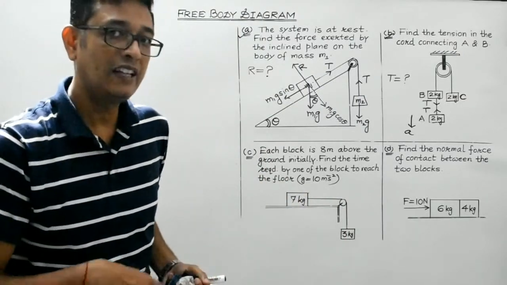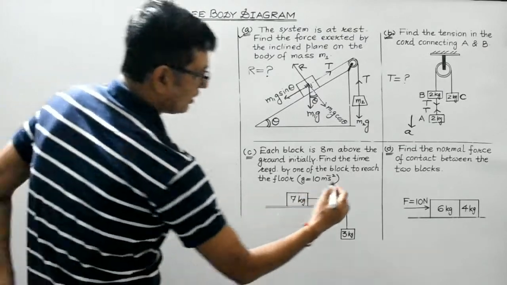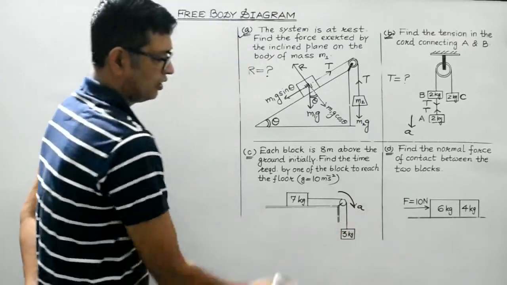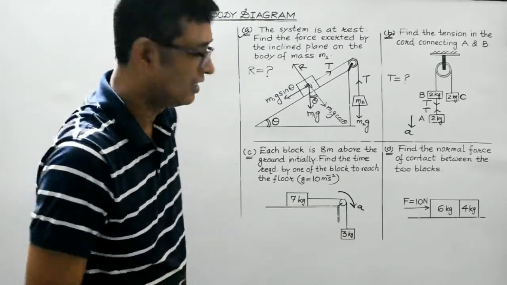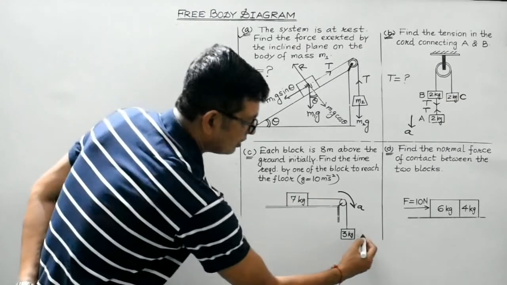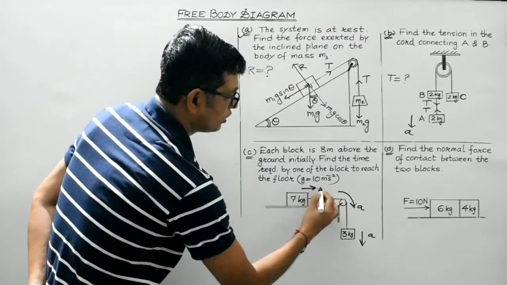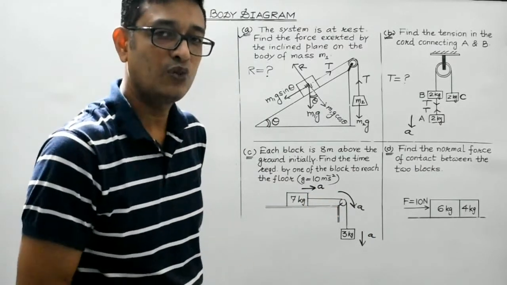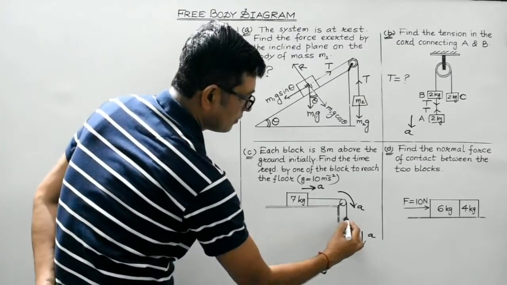So time is to be determined. In order to find time, we need to determine the acceleration, right? So let us consider this to be the acceleration. Now since the string is inextensible and massless, both the bodies must have the same acceleration. Both the bodies will cover equal displacement in a given time. So both the bodies will have the same acceleration. Now this is tension, isn't it?